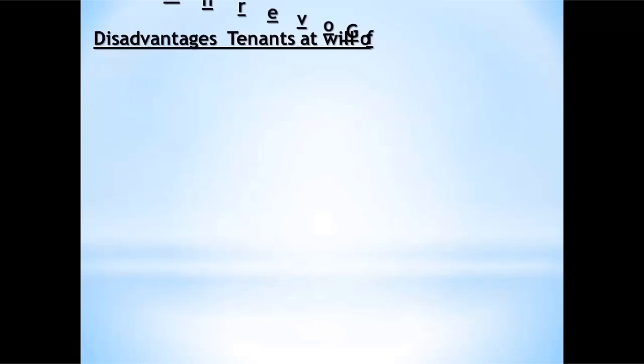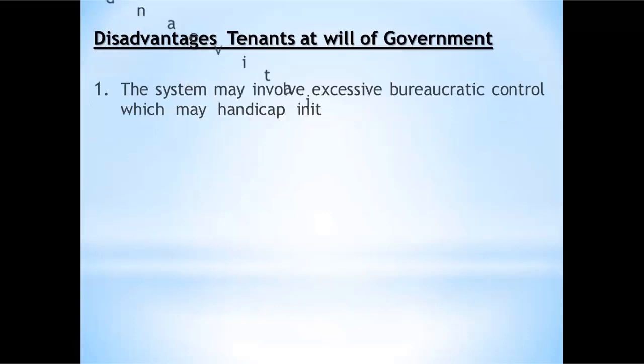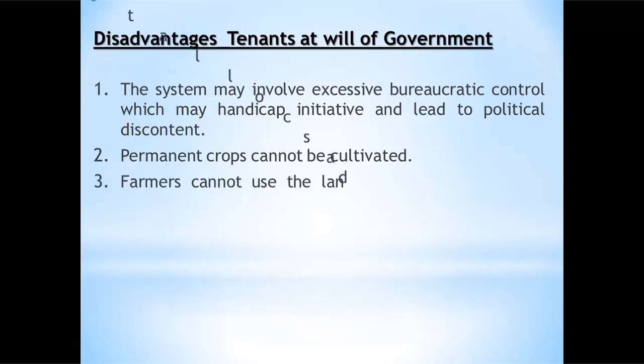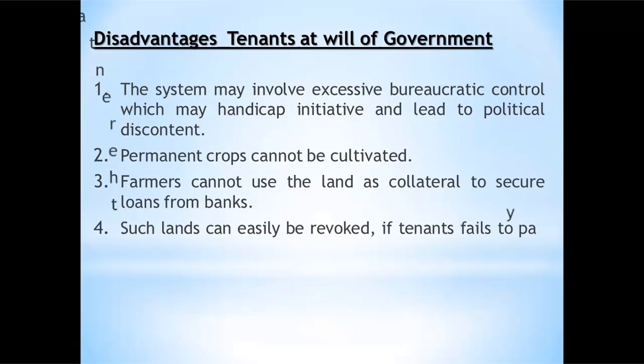Disadvantages of this system. The system may involve excessive bureaucratic control, which may handicap initiative and lead to political discontent. Permanent crops cannot be cultivated on such land. Farmers cannot use the land as collateral to secure loans from the bank. Such land can easily be revoked if tenants fail to pay the rent at the right time.